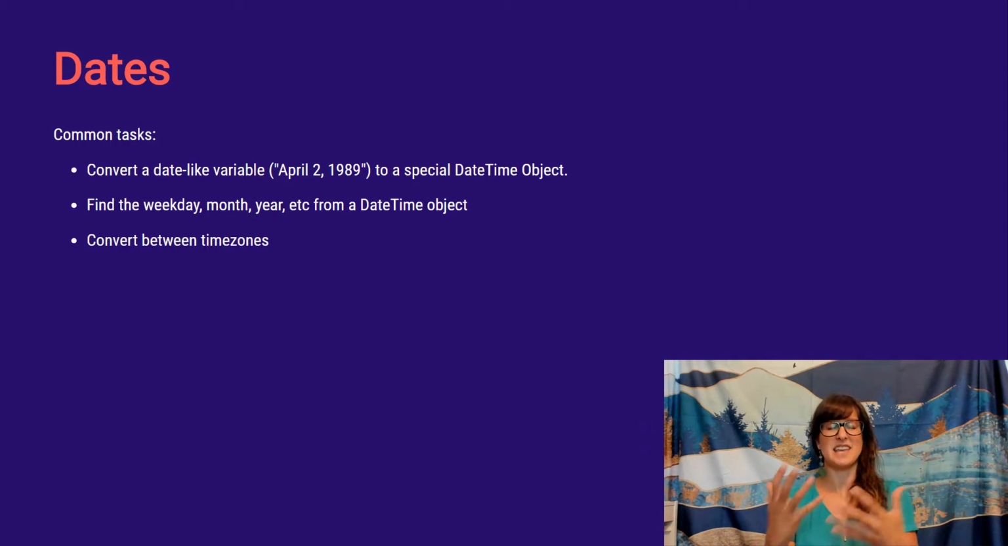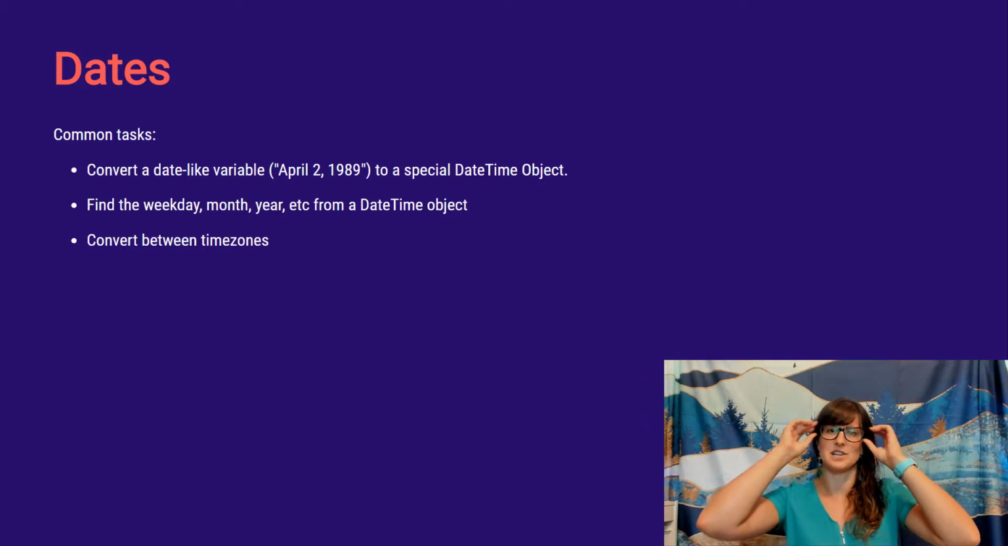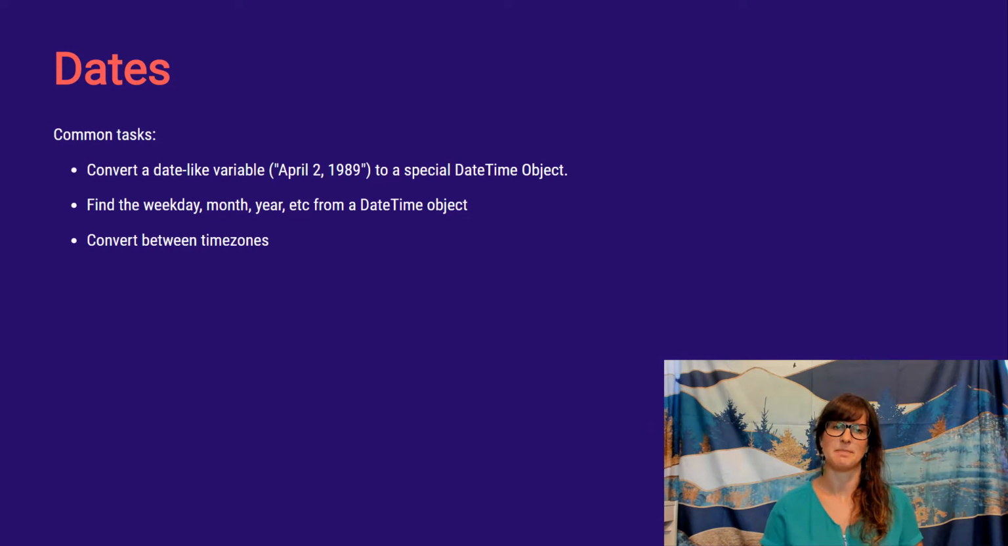You also might want to take that object and find the weekday, like what day of the week was April 2nd, 1989. I can tell you it was Sunday. What's the month? What's the year? You might want to extract these pieces of information from your date data. Another thing that you often need to do is convert between time zones if you're trying to figure out what's going on with timing of something, and you don't really want to manually do that process of time zone conversion.